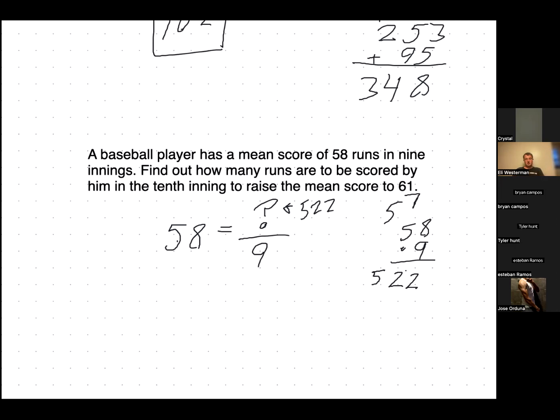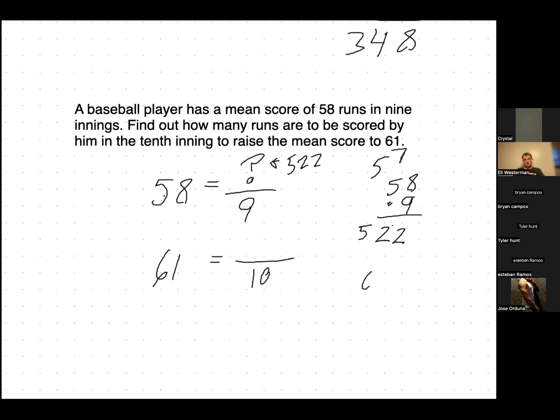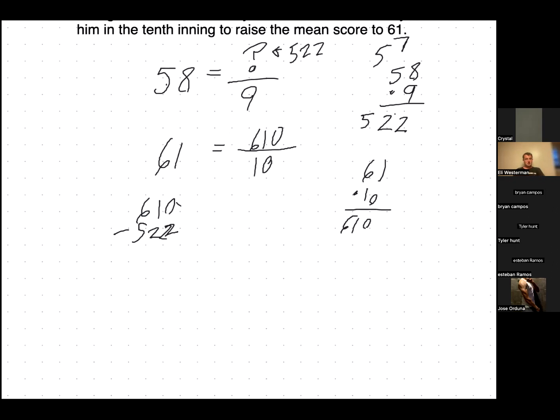Now they want to get a score of 61 in 10. So let's see what 61 times 10 is. 61 times 10 is going to be 610. Now it needs to score a total of 610. Now they've already scored 522. So we can say 610 minus 522. So they need to score 88.